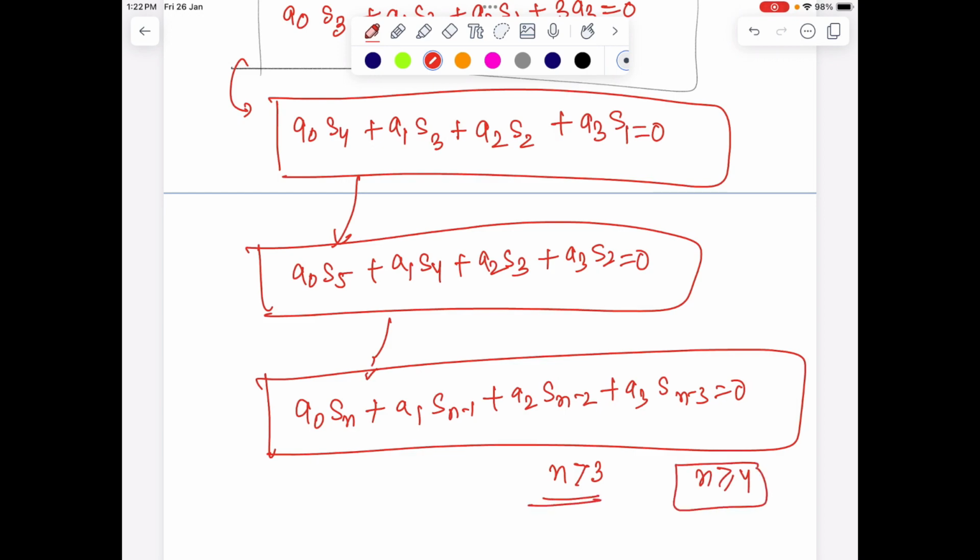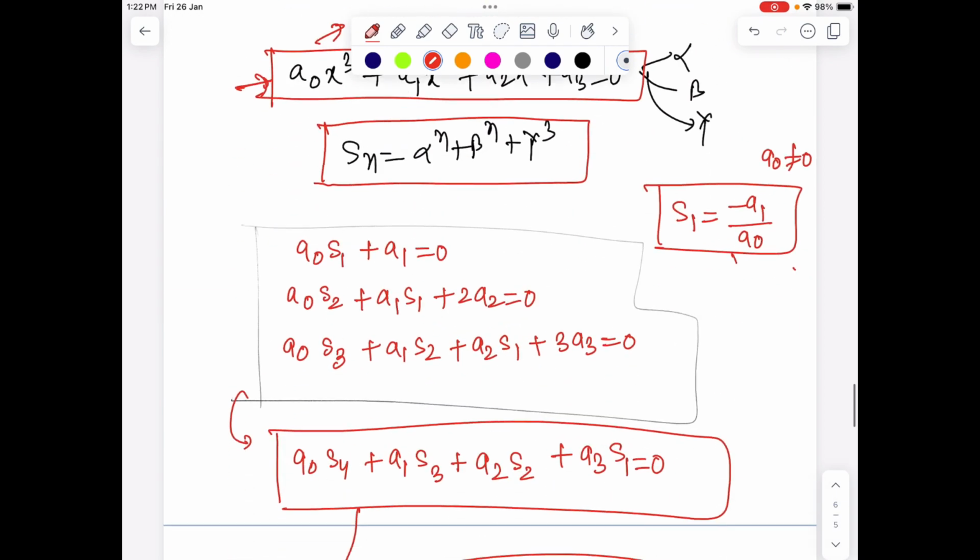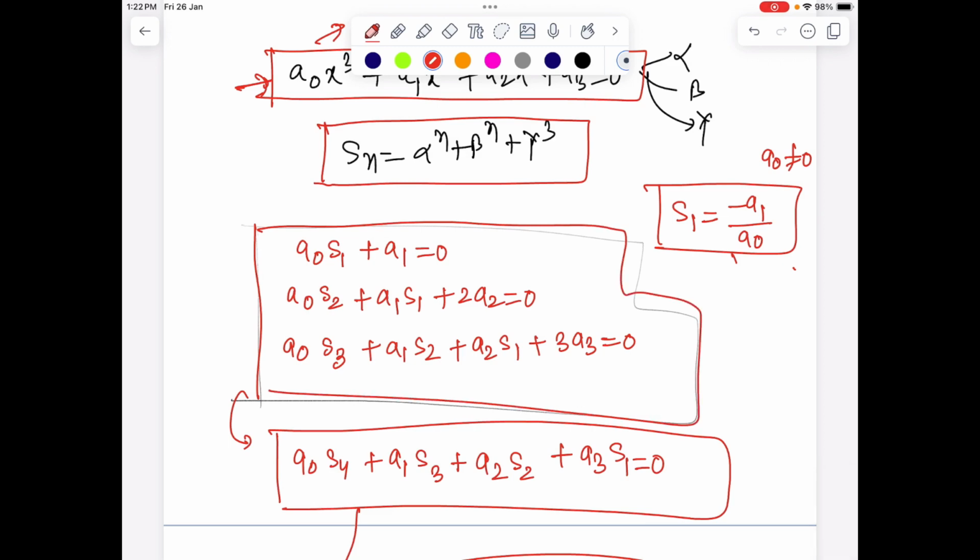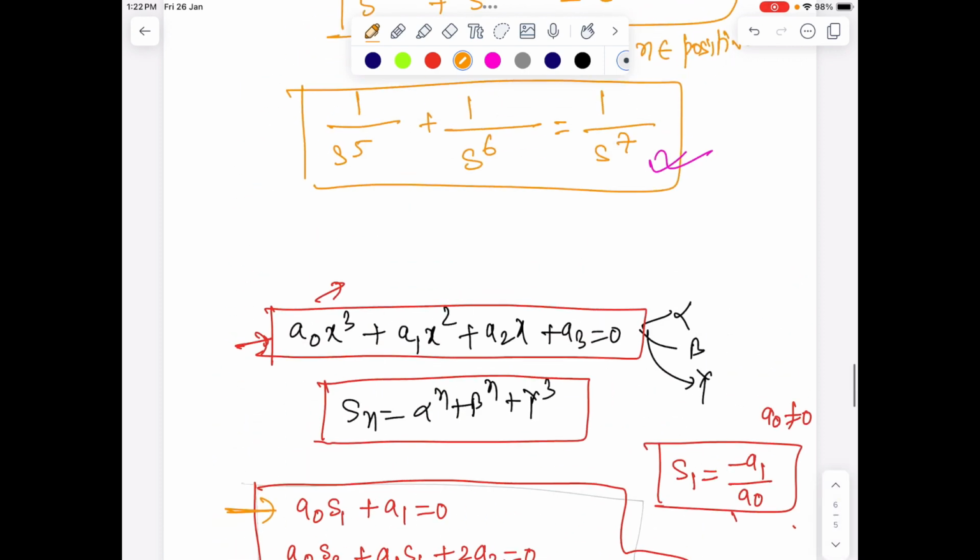Now for n less than 3, like between 1 to 3, we have these expressions. So let's try to prove this. Of course, the first is self-proven. The third you can still prove in an easier way. How? Because this expression is satisfied by alpha, beta, gamma. So clearly alpha will satisfy it: a0 alpha cubed plus a1 alpha squared plus a2 alpha plus a3 equals 0. And so does beta.